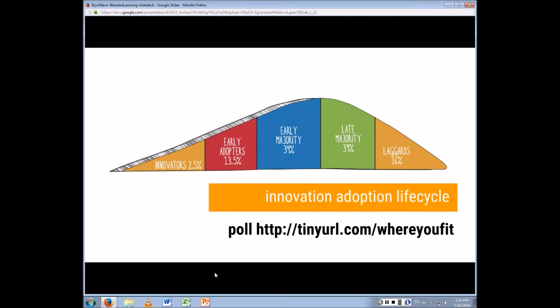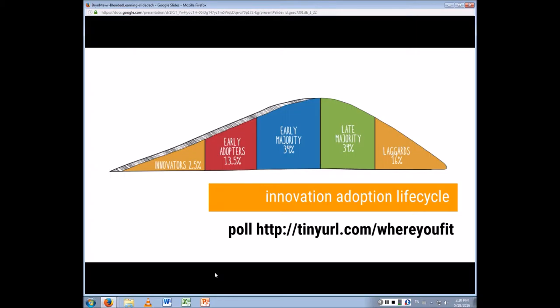How many people are familiar with the tech adoption spectrum? Few of you. Okay, great. So I'm bringing this up here mostly because this is kind of what inspired our study. And we have a poll here in case you're interested in doing it. We can look at it at the end if you want to place yourself on that spectrum.